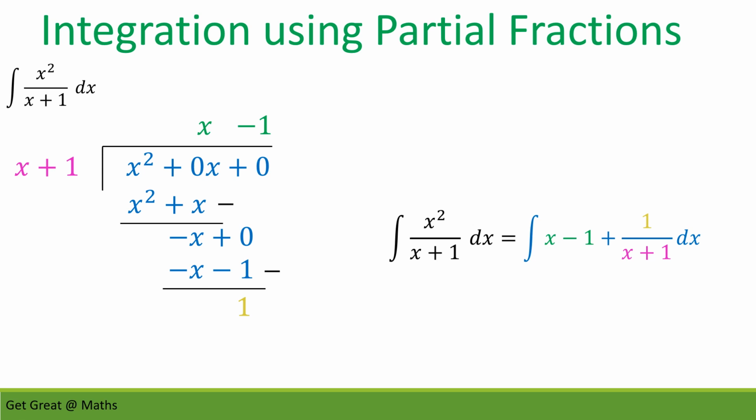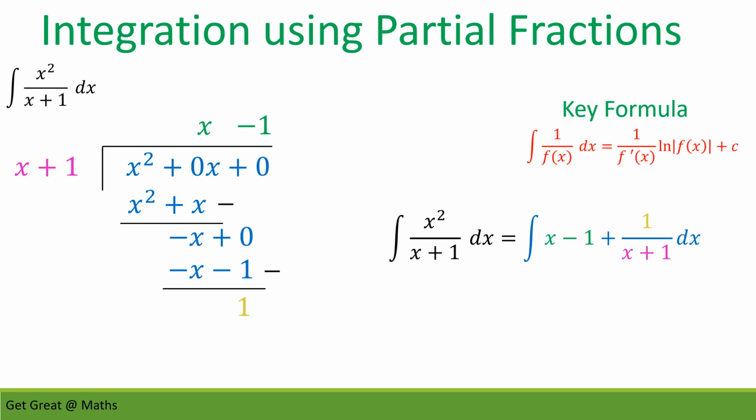So the integral of x squared over x plus 1 dx is the same as x minus 1, so there's my quotient, the whole part that we've got, plus my remainder, which is 1, over the original fraction that you're dividing by, which is in pink, x plus 1. And that is integrated with respect to x. Now to integrate this, we're going to use the key fact that 1 over f of x dx is 1 over f dash of x ln of f of x plus c again. So that's to integrate the right part of this fraction.